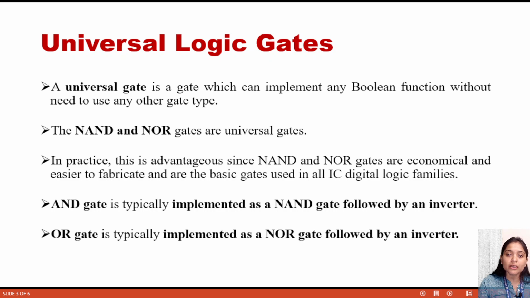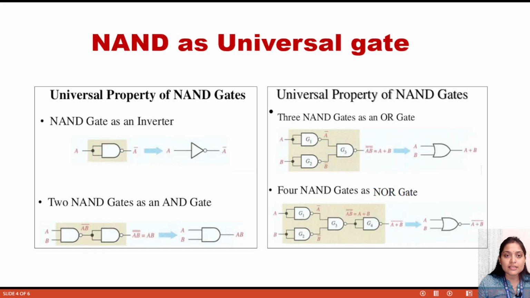So it is called the universal logic gate, and like that an AND gate is typically implemented as a NAND gate followed by an inverter, and also an OR gate is typically implemented as a NOR gate followed by an inverter. How it is, I will explain in the next slides. Okay. So this is actually why the NAND gate acts as the universal logic gate. One by one I will explain.